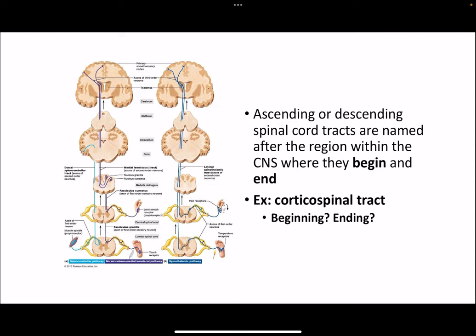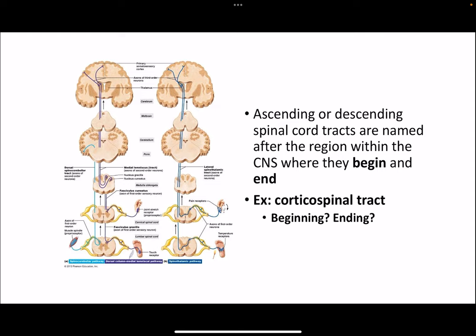When we're looking at these, it's easier to understand the direction that these pathways are traveling just based on the name. The names of these pathways will be corticospinal or tectospinal or reticulospinal or corticobulbar. There'll be all these different names. If you understand the parts of the name, then you understand where it's coming from and where it's going. So take, for example, our corticospinal tract.